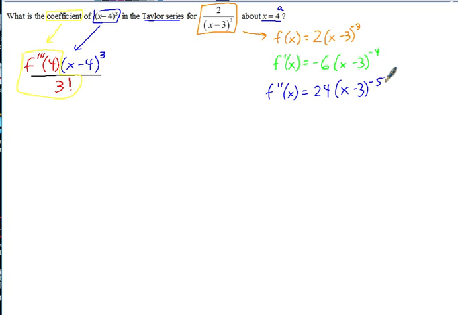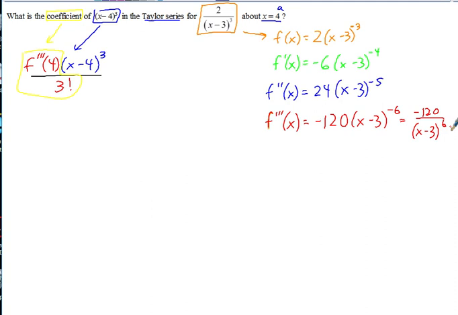But we need the third derivative. So f triple prime of x would be negative 5 times 24. Well, negative 5 times 20 is negative 100. Negative 5 times 4 is negative 20, so negative 120. x minus 3 to the negative 6, again, just multiplied by the derivative inside, which is 1. If we simplify that, that's negative 120 over x minus 3 to the 6.